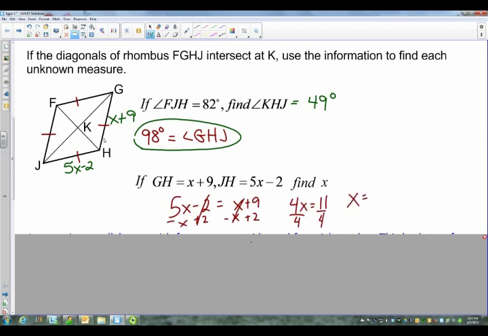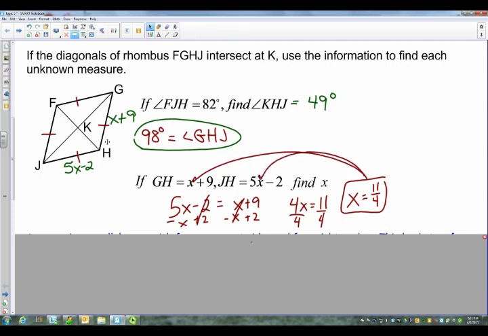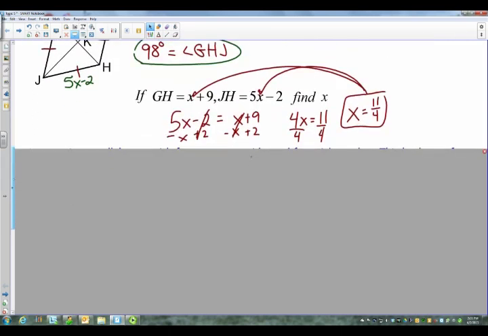And x is 11 fourths. Now make sure you're reading what the question says. If it says what is GH, you have to substitute back in. If it says what is JH, you have to substitute back in. Alright, so that's using those properties of the rhombus.